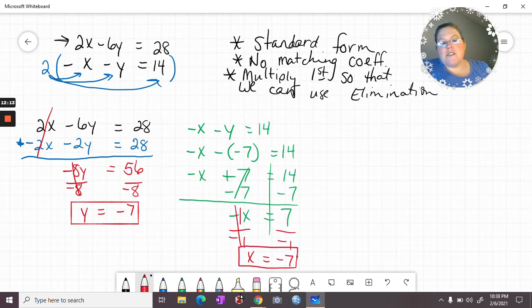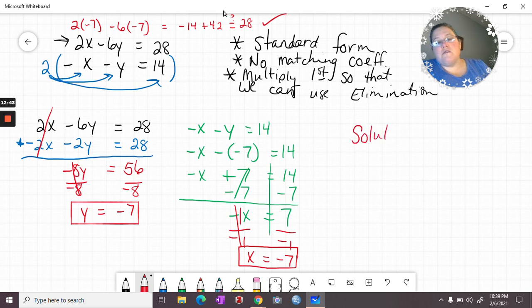So if x equals negative 7 and y equals negative 7, maybe I want to double check. 2 times negative 7 minus 6 times negative 7, that's negative 14 plus 42, is that 28? Yeah, it is. So that works. Okay, so my solution is negative 7, negative 7.